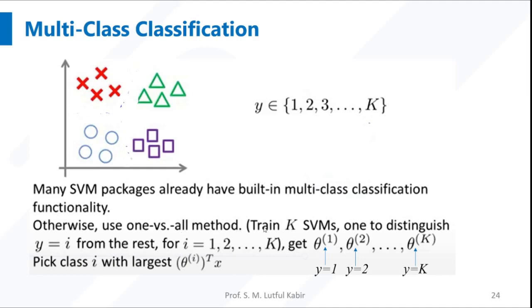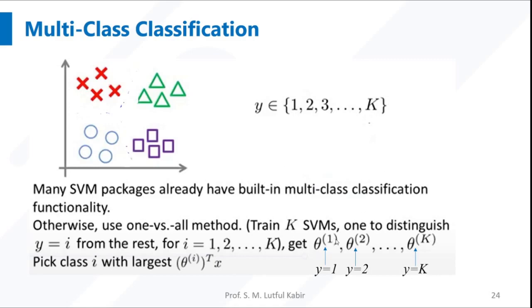So what is that? Train k SVMs, each to distinguish y equal to i from the rest. For example, one class will be considered as y equal to 1, and the others will be converted to y equal to 0. In that manner, you solve k different SVMs. That means the output is from 1 to k, so you have to solve this classification problem for k SVMs.